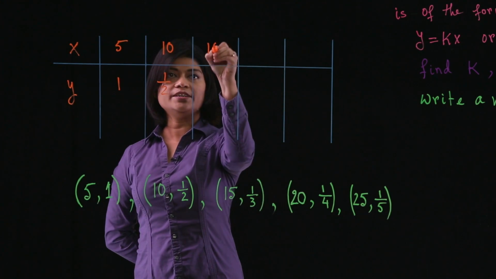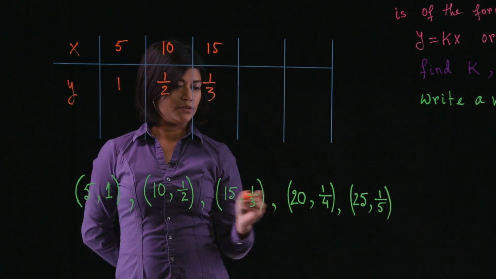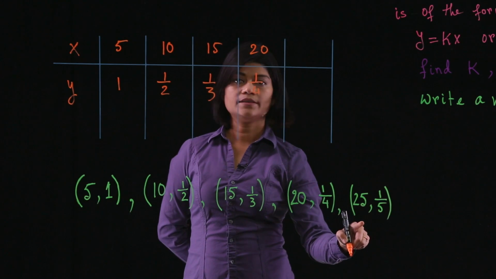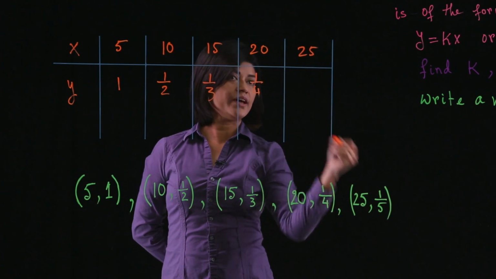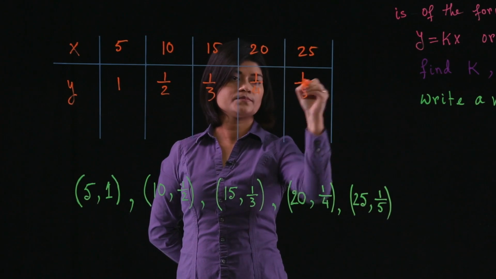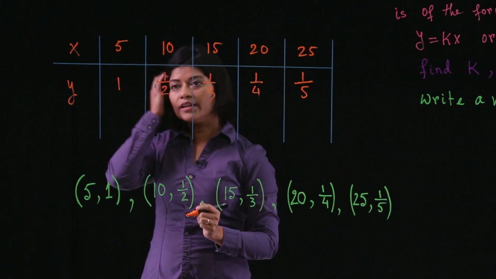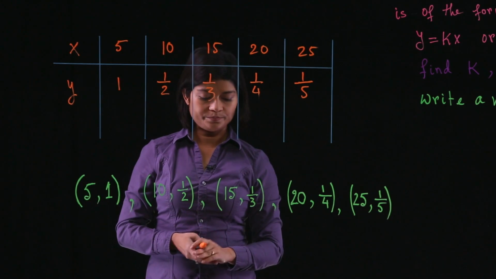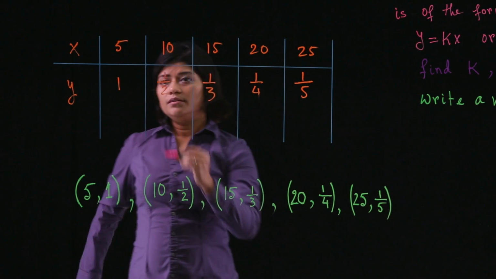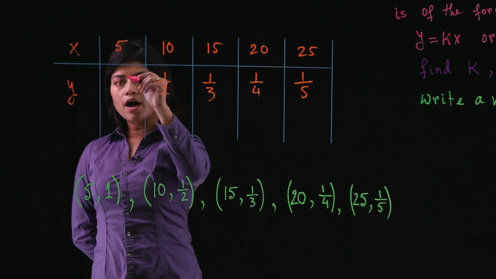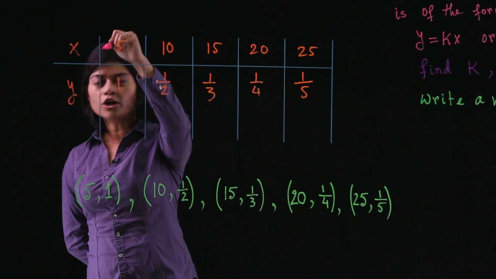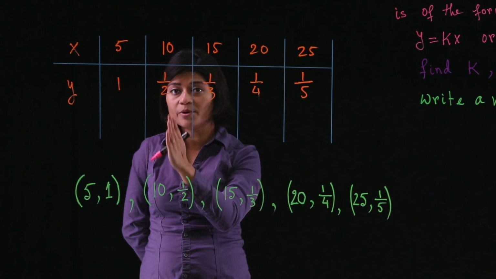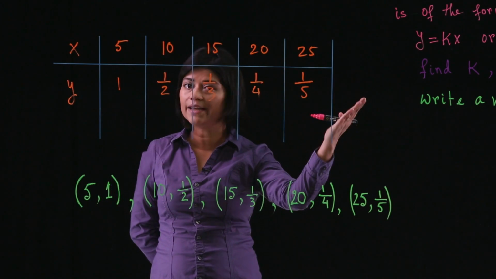Third one is 15, 1/3. Fourth one is 20, 1/4. And the last one is x is 25 and y is 1/5. Okay, so let's look at the y values and let's see how we can relate it with this x value. Now, how can you get 1 using 5? Is it some constant times 5 or some constant divided by 5, right? And remember that same constant has to work for all the other values.